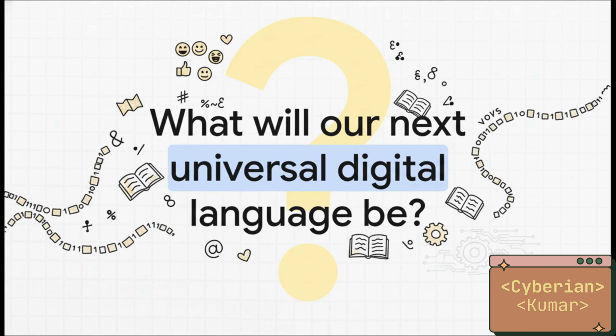Every single emoji you send, every article you read online in a different language, it is all possible because of the systems we just talked about. They are the absolute bedrock of how we communicate online. It all comes down to finding these clever ways to translate our rich, messy human world into simple strings of ones and zeros. Which leaves us with a pretty cool question to think about. What's next? What will our next universal digital language need to be?